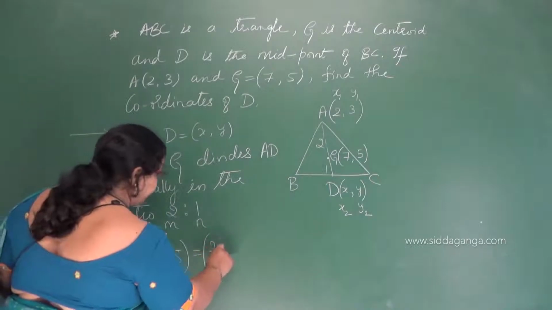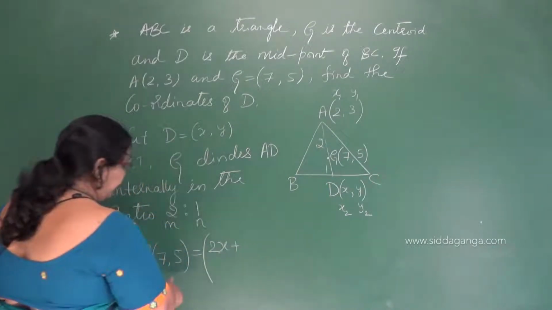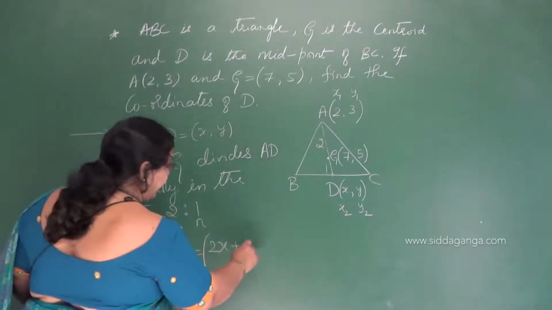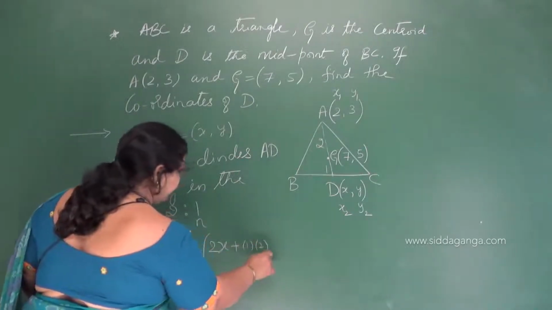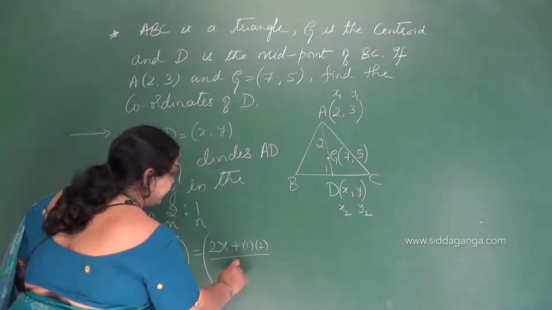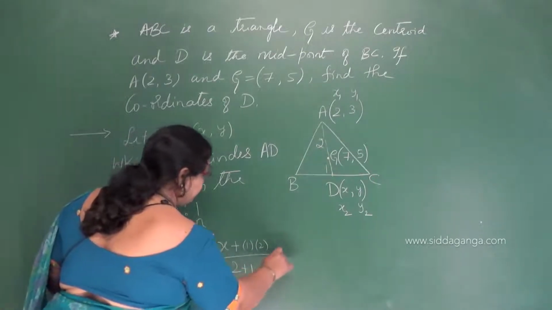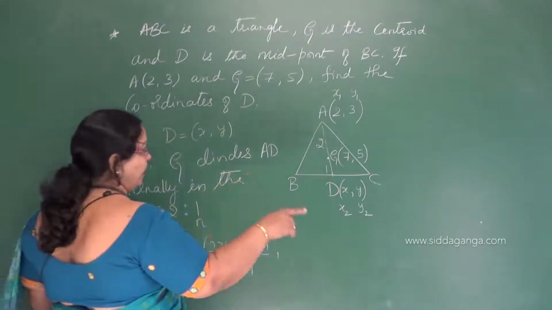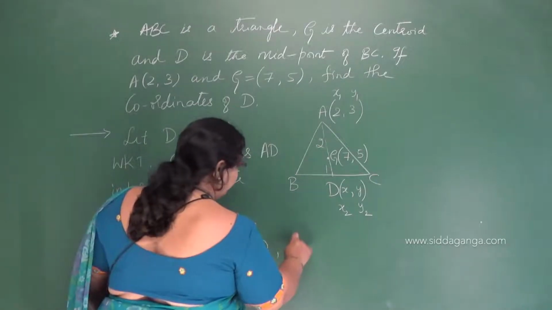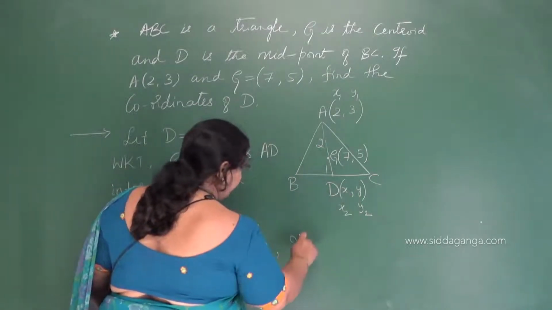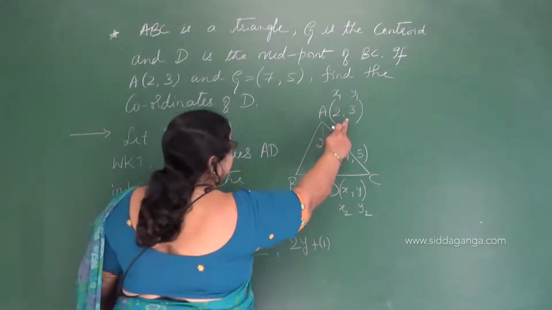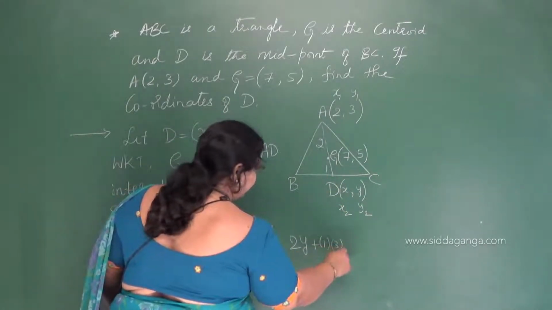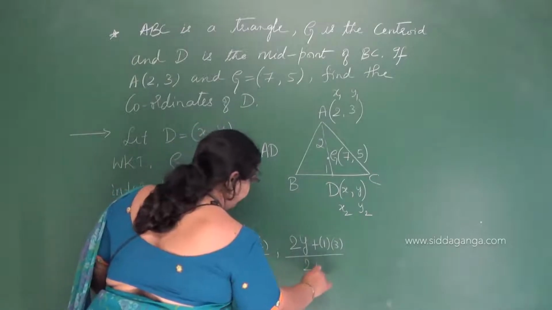That is 2x plus n x1. n is 1, x1 is 2, divided by m plus n, 2 plus 1. Similarly, m into y2: m is 2, y2 is y, plus n into y1, y1 is 3, divided by m plus n.